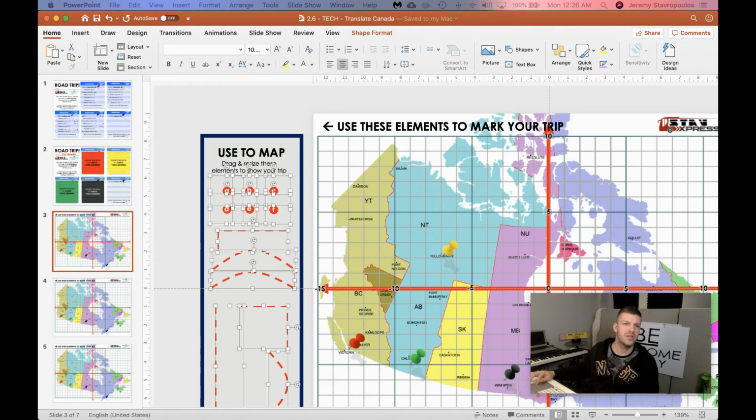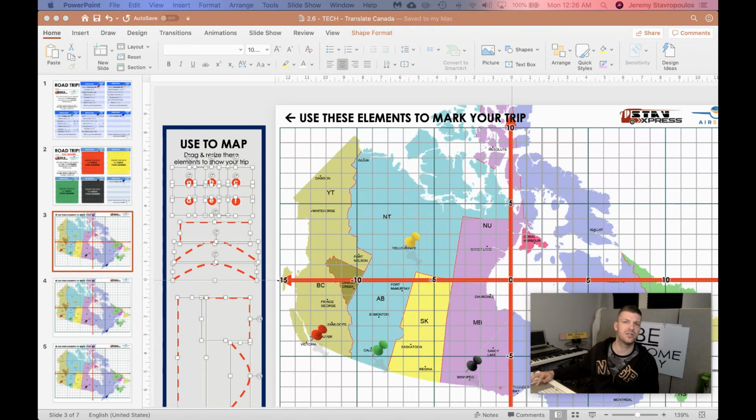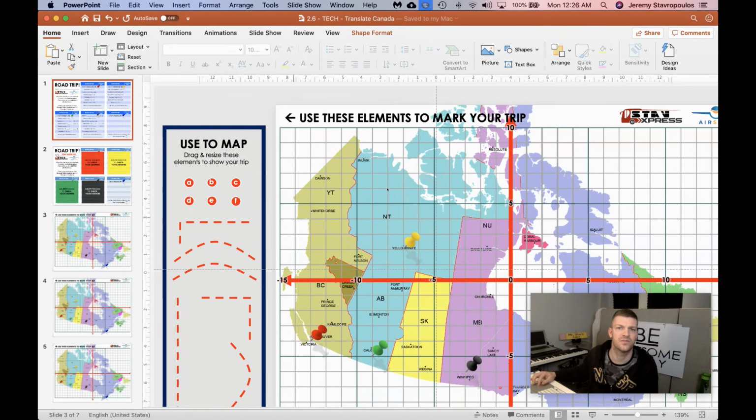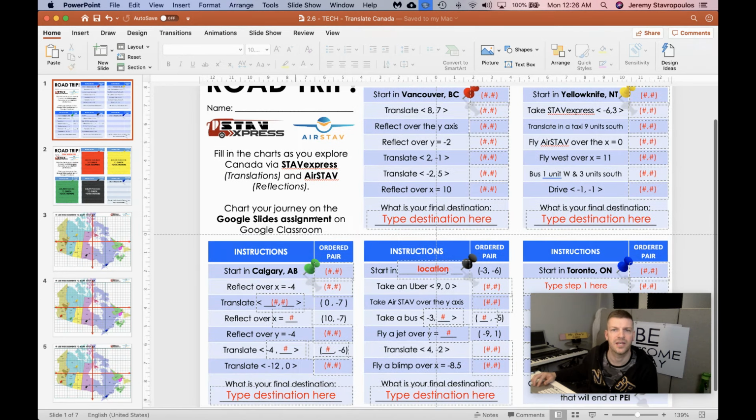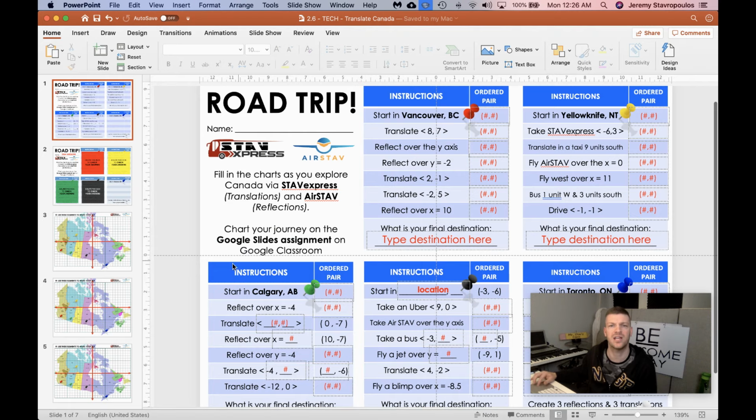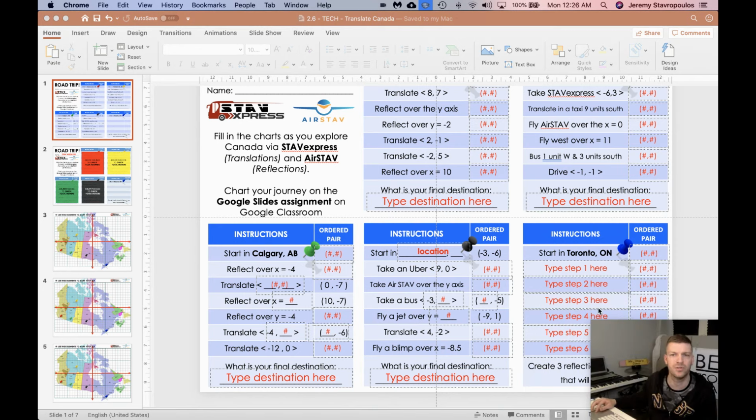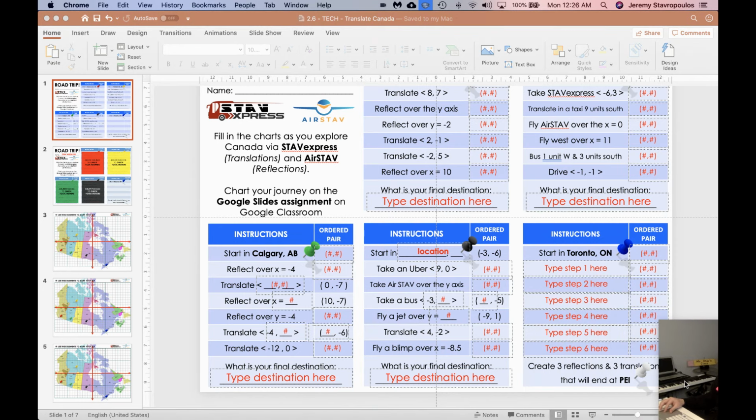So here's what your project will look like. First slide is for you to fill in. Come on, computer, catch up. Okay, so you'll see there's the red trip, a yellow trip, a green trip, and a black trip, and then finally a blue trip that you will create for me.